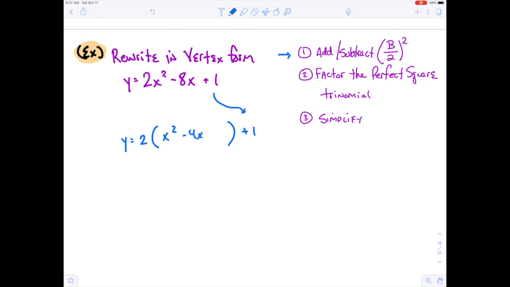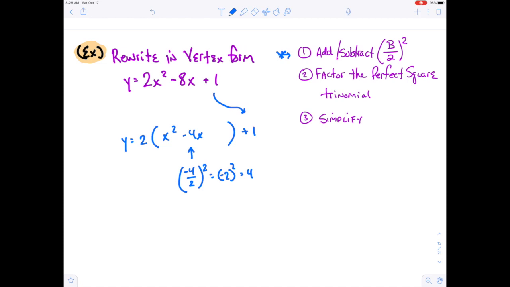Next step, let's go ahead and deal with step number 1, add or subtract. Now this isn't add or subtract. I made a mistake there. It's add and subtract half of b, squared. Now half of b squared is going to be negative 2 squared, which is 4.